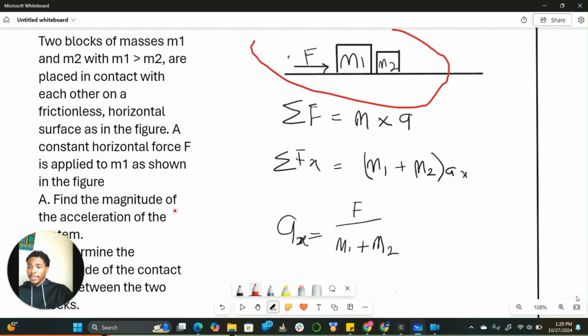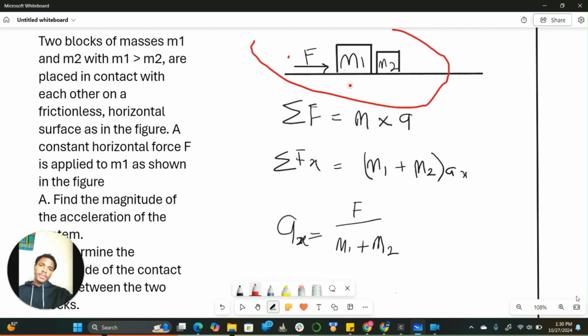So first of all, we have to understand that this is a horizontal surface and it's frictionless, so we won't have any opposition to motion. And also, the force is in the horizontal direction. That means we can use Newton's second law of motion, which states that the applied force is directly proportional to the acceleration of the system and inversely proportional to the mass.